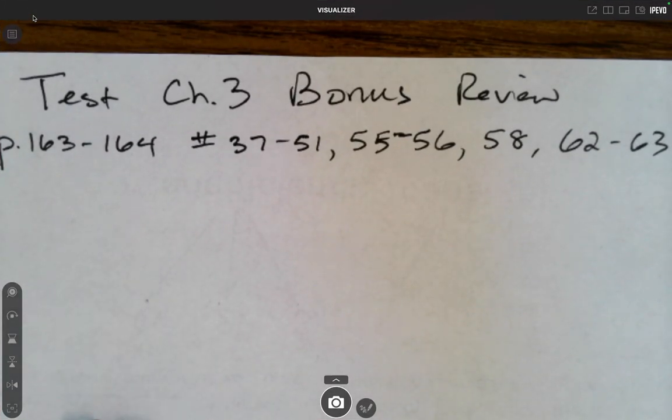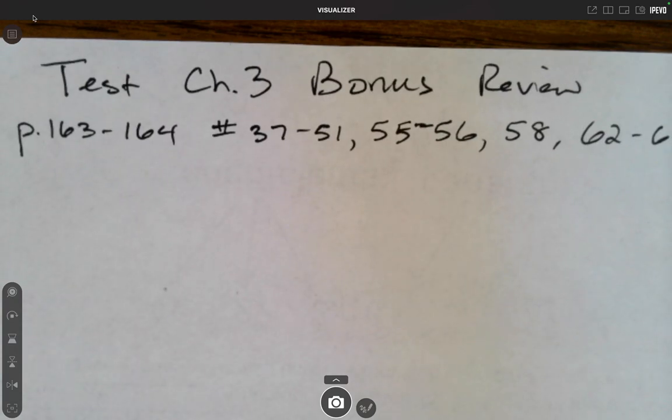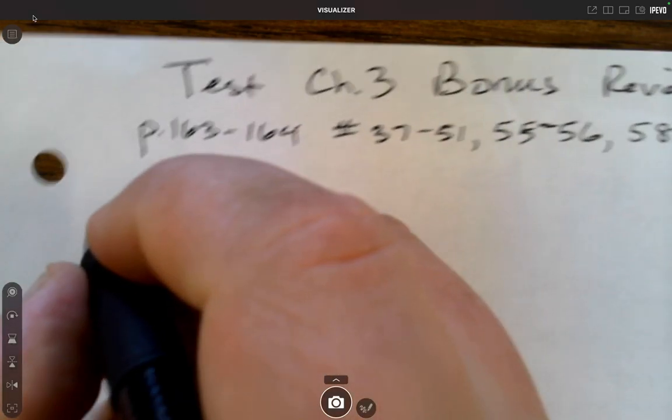All right, pre-algebra, let's review for this test. You can see the numbers there that I'll be doing. It's on page 163. Start with number 37.